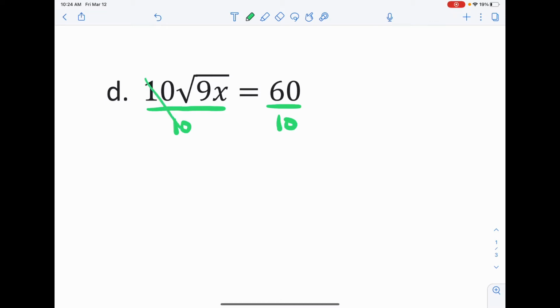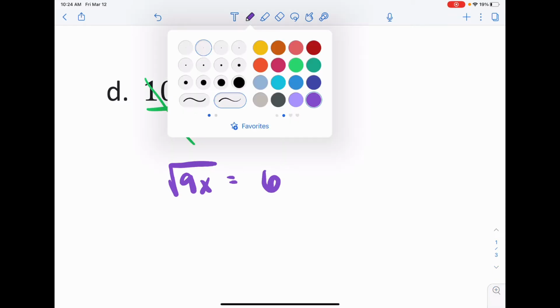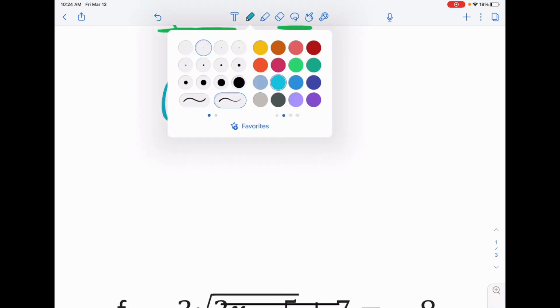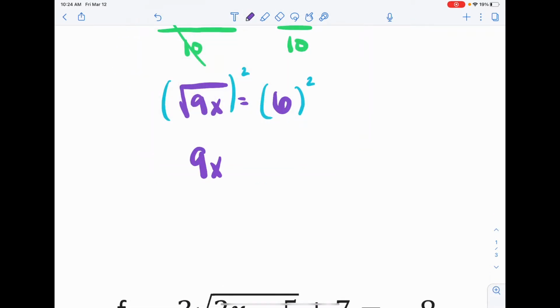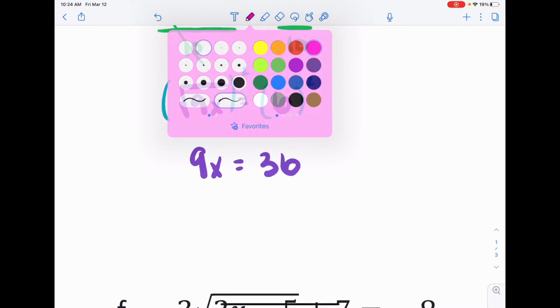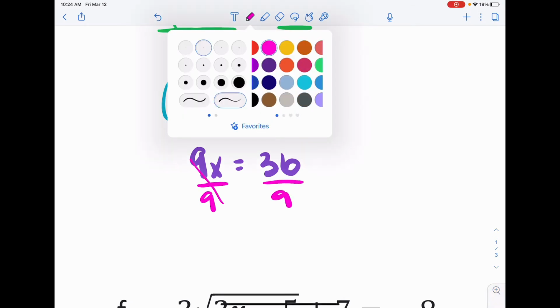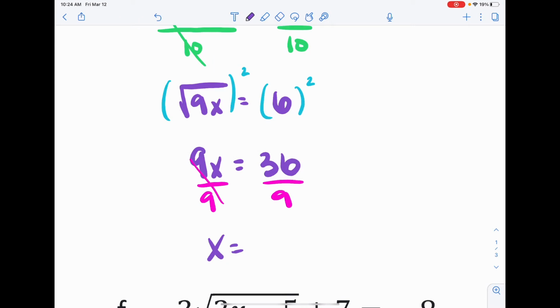When I do that, I'm left with the square root of 9x equals 60 divided by 10, which is 6. Then I'll square both sides. So now the square root goes away, and we're left with 9x is equal to 6 squared, which is 36. We can divide by 9 on each side, so that cancels. And we are left with x is equal to 36 divided by 9, which is 4.